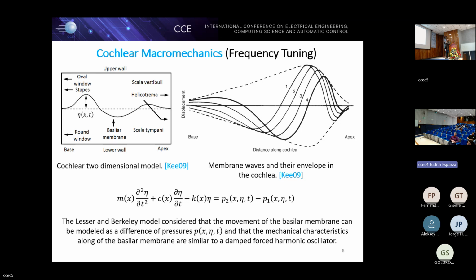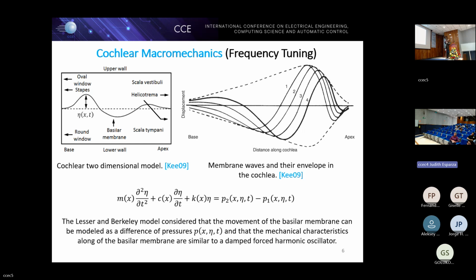This element corresponds to the scala vestibuli and the scala tympani. They are connected at the apex with the helicotrema. The helicotrema is a hole that allows the liquid to arrive in this part and to this part. The basilar membrane responds to a specific frequency that arrives to the system and gives this relation.